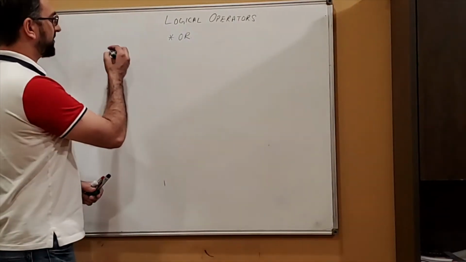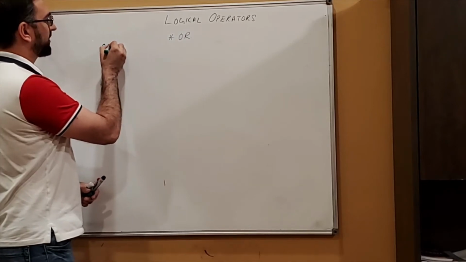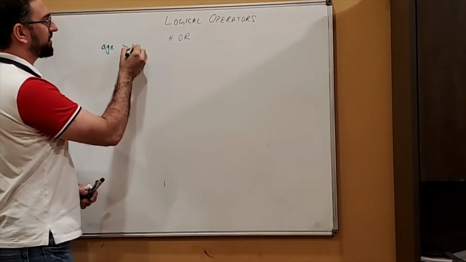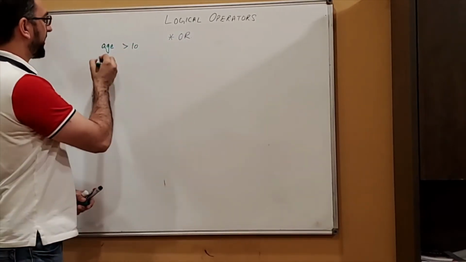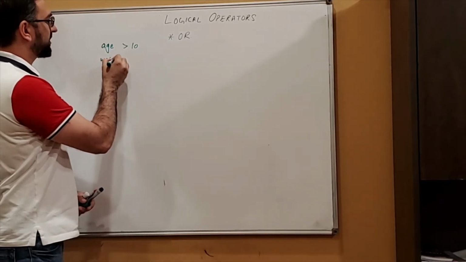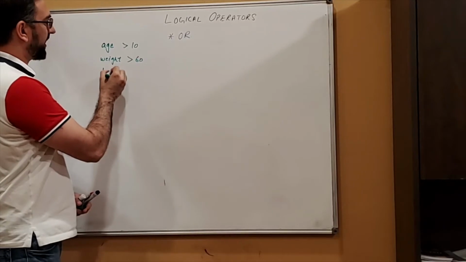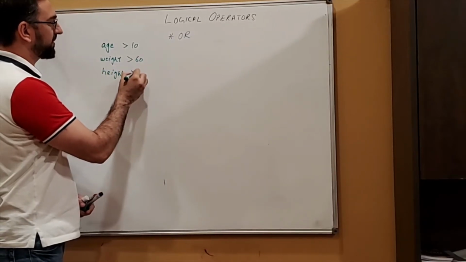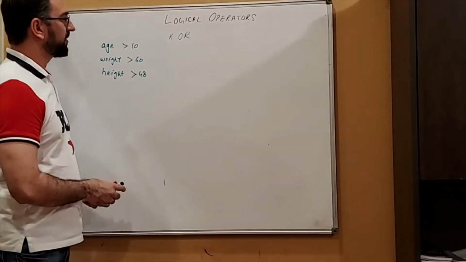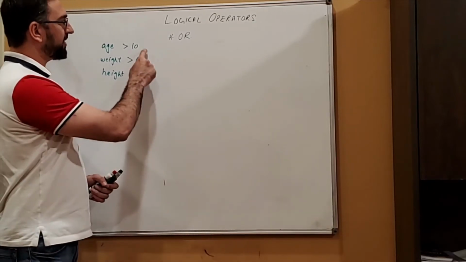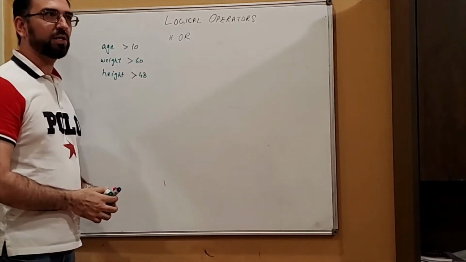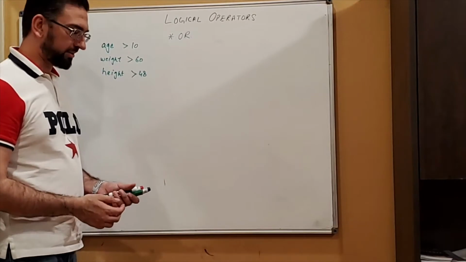So the first attribute is age. It must be greater than 10. The second attribute is weight. It must be greater than 60. And the third attribute is height. It must be greater than 48. For this roller coaster ride, if any of the conditions is met, then the rider can go ahead and ride.